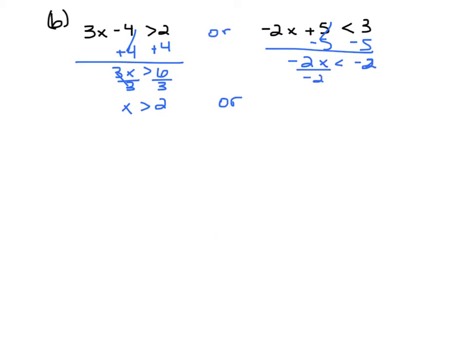okay, now in this case, remember that when you multiply or divide both sides by a negative, you have to flip your inequality symbol. So it's very important that you remember to switch that symbol because you're dividing both sides by a negative. And then negative 2 divided by negative 2 is 1. So I have x is greater than 2, or x is greater than 1.